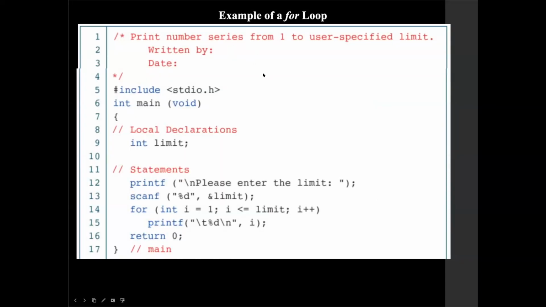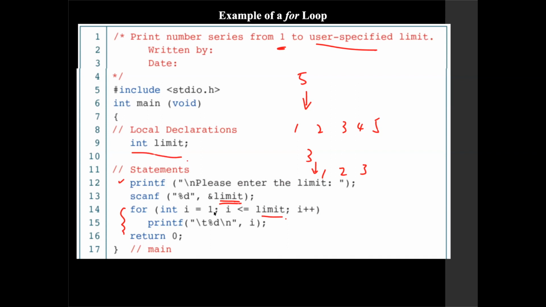This program outputs numbers starting with 1 up to the user specified limit, incrementing by 1 at a time. If the user enters 5, then this program is going to output 1, 2, 3, 4, 5 to the console. If the user enters 3, for example, it's going to print out 1, 2, and 3. This printf allows the user to enter some number, and this number is stored inside this limit, which is an integer and will be part of your conditional expression inside the for loop.